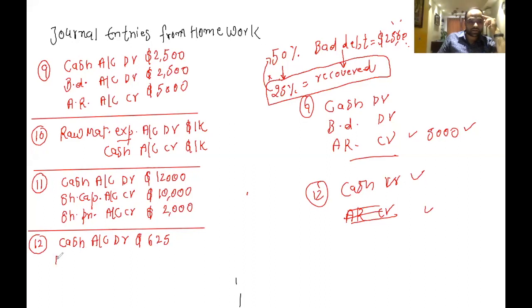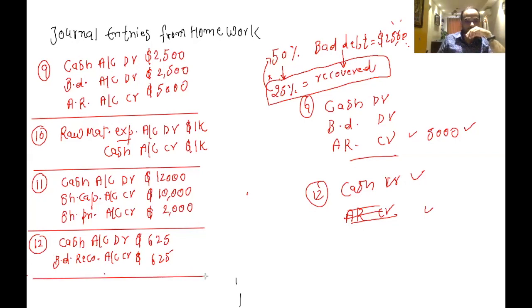And bad debts recovered account credit, which is 625. All right. So that's your number 12. Is that okay, number 12? So cash debits and bad debts recovered credit.